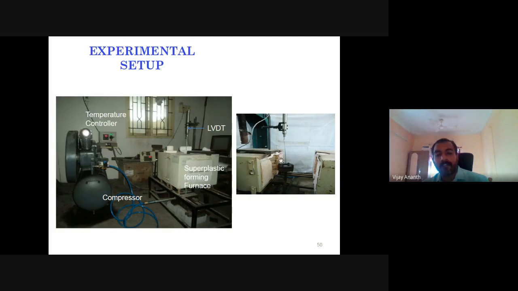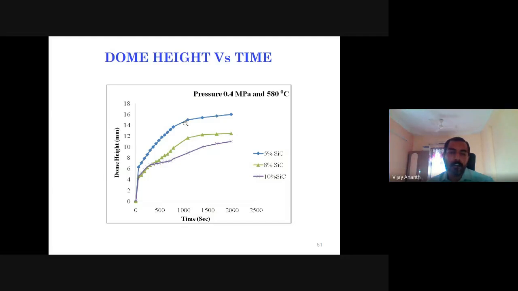So what will happen? We fix the component and close it, and initially we have to heat the setup for half an hour to reach the temperature of about 540 to 550 degrees centigrade. Once it is reached, to achieve an isothermal condition, we maintain that temperature for another 15 minutes. Then we open the air. When we open the air, the bulge formation takes place automatically. We track the dome height through this LVDT.